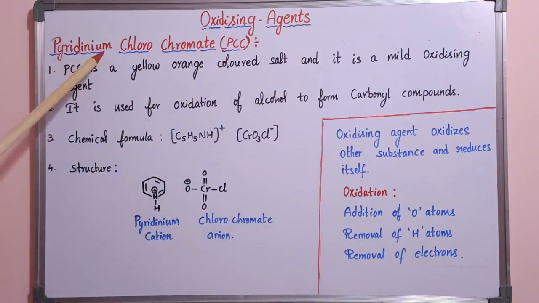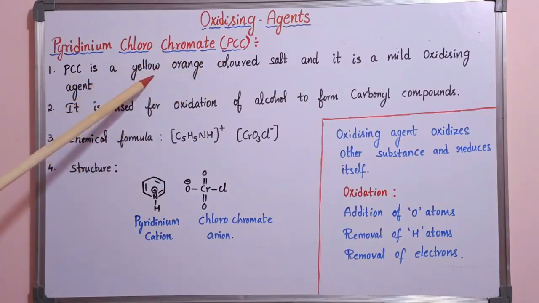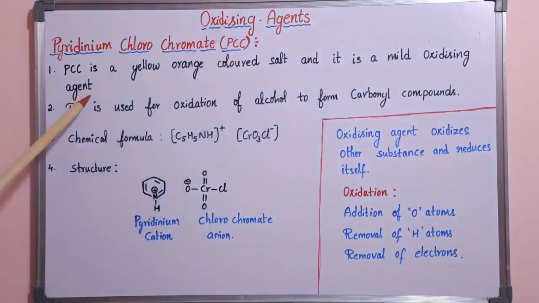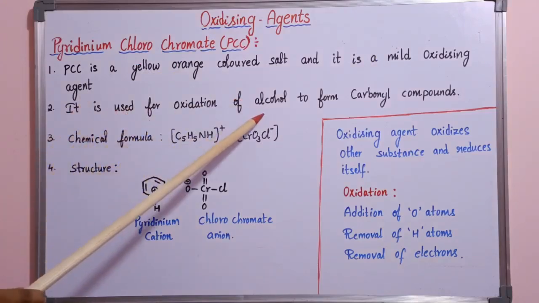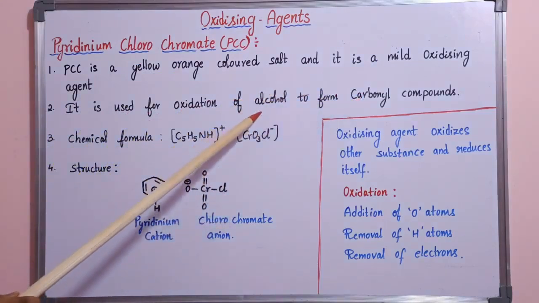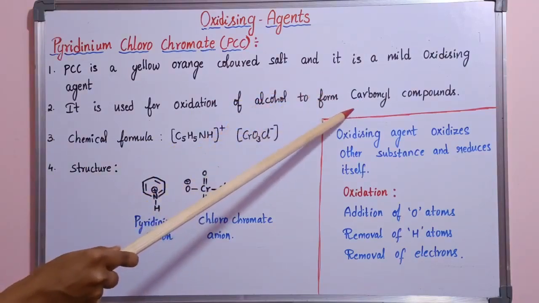PCC is Pyridinium Chloro Chromate, which is a yellow-orange colored salt. So its appearance will be yellowish orange, and it is a mild oxidizing agent. It is used for oxidation of alcohols to form carbonyl compounds. Meaning what will it do? It will oxidize alcohol groups to aldehydes or ketones.